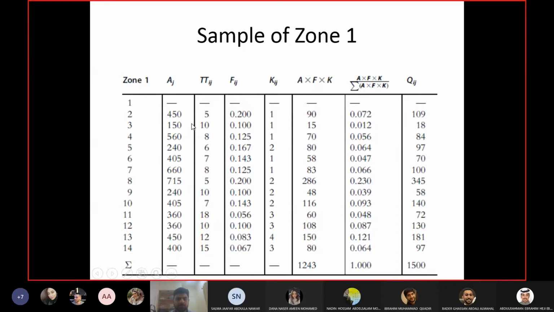Okay, so this is, as I said, the A values, which is the number of trips coming out of zone 2, 3, 4, and so on. This is the travel time from each zone to zone 1. Now remember, we are calculating the number of trips for zone 1 for the time being. We are only generating the origin destination matrix for zone 1. So this is travel time from zone 1 to the other zones. From 1 to 2 is 5 minutes, 1 to 3 is 10 minutes. So all of them are with reference to zone 1.